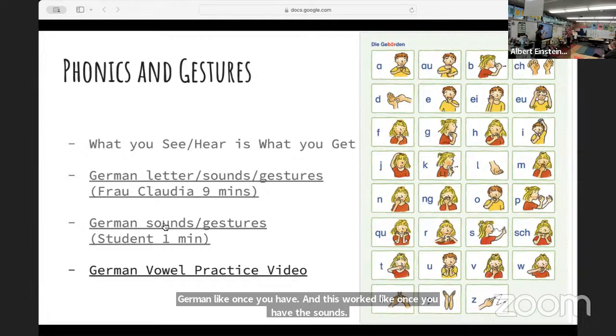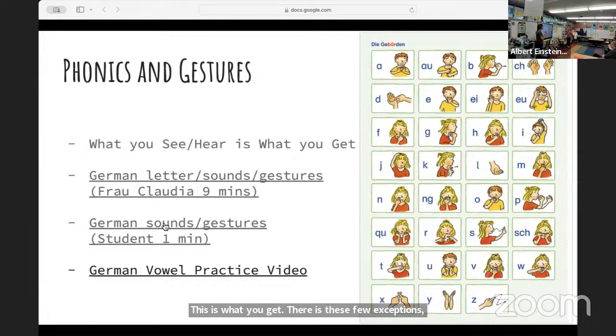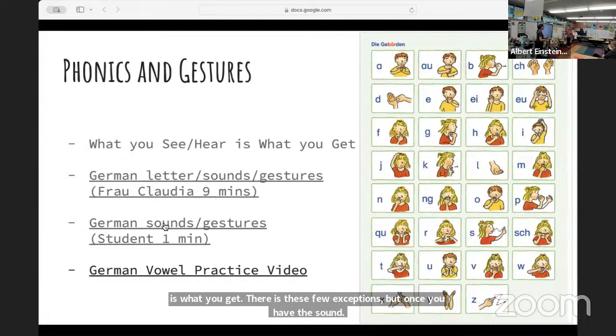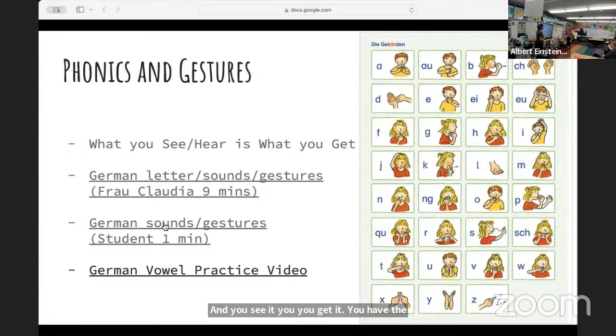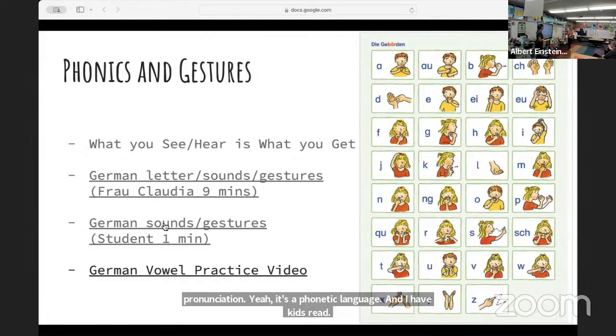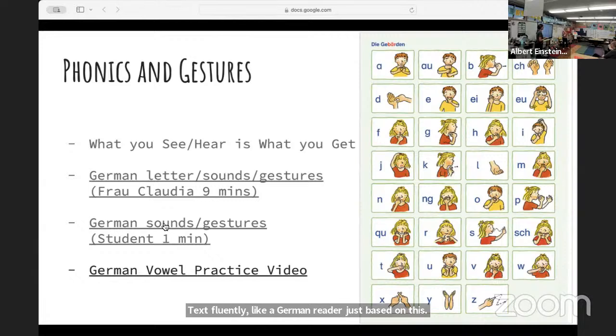There are a few exceptions, but once you have the sound and you see it, you get it. You have the pronunciation. Yeah, it's a phonetic language, and I have kids read texts fluently, like a German reader, just based on this. Some of them don't understand anything that they're reading, but they're reading it to perfection, just because they know the sounds.